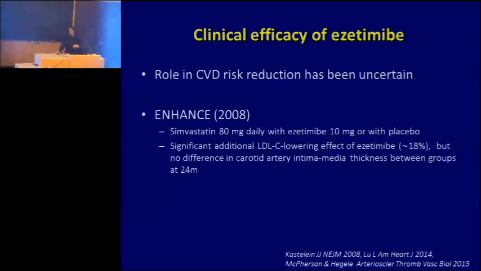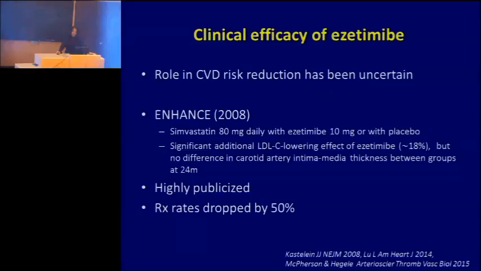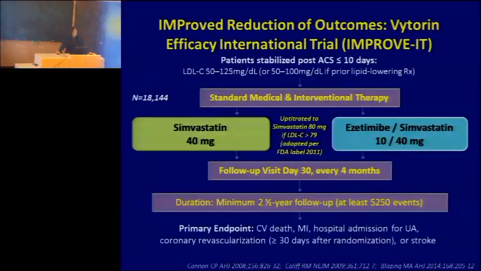Now, this study, in addition to two other studies, SEAS and ARBITER 6-HALTS, which looked at similar soft endpoints, received a lot of media publicity. And within a year, the prescription rates for ezetimibe dropped by 50% until recently. So in 2015, the results of the IMPROVE-IT study, the Improved Reduction of Outcomes: Vytorin Efficacy International Trial, were published.